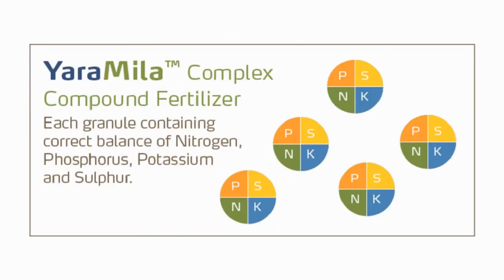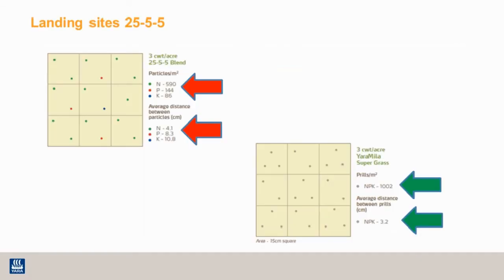So a Yara complex compound fertilizer, or CCF as we call them, will have all the declared nutrients in every prill or granule, whether it is an NPKS product as shown, or an NS or an NKS product. This will increase the number of nutrient landing sites for all the nutrients it contains. And in this example of a 25-5-5 fertilizer spread at 300 weight an acre in old money for those of you who use imperial measures, which is 370 kilos a hectare, it shows the difference in the number of nutrient landing sites measured in particles per square meter and the distance between them measured in centimeters for a blend on the left and a Yara CCF on the right.